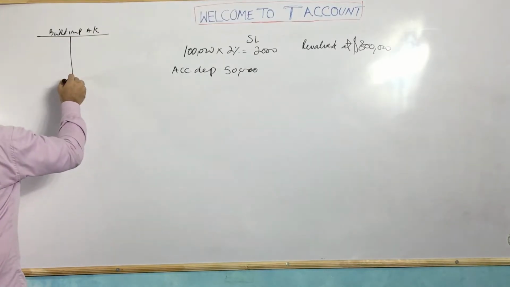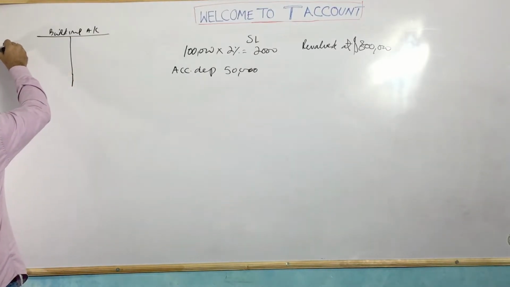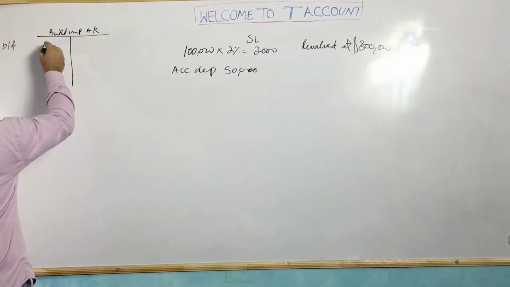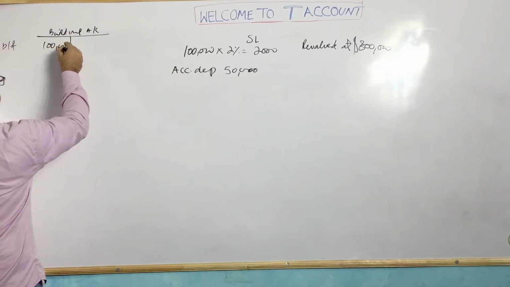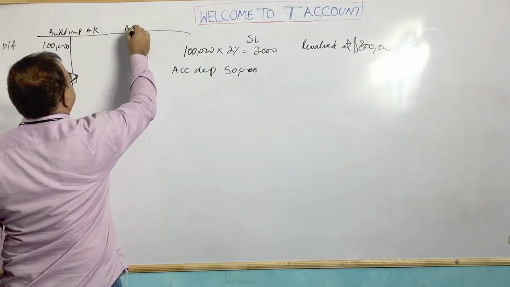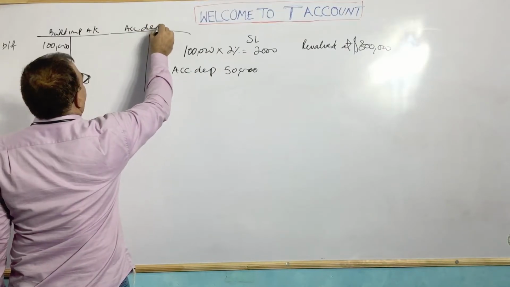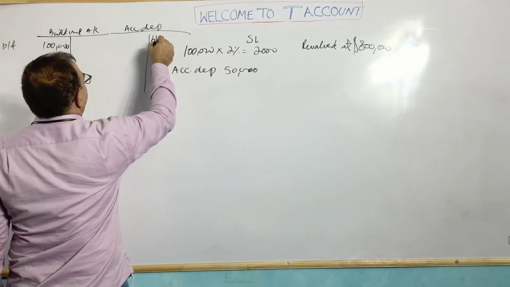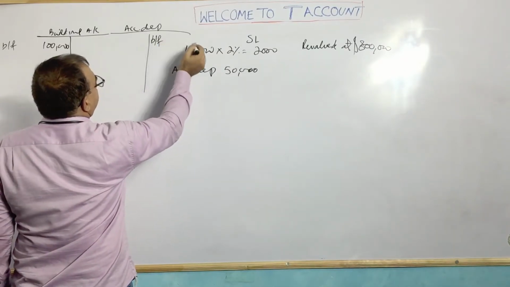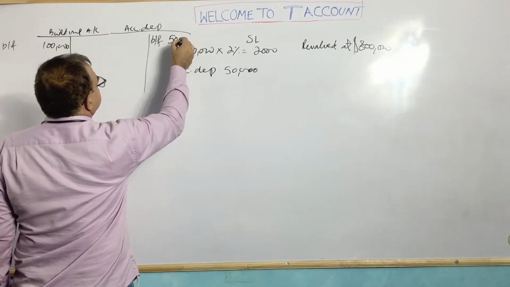How much? Brought forward is how much? 100,000. And accumulated depreciation till date brought forward. We calculated 50,000.